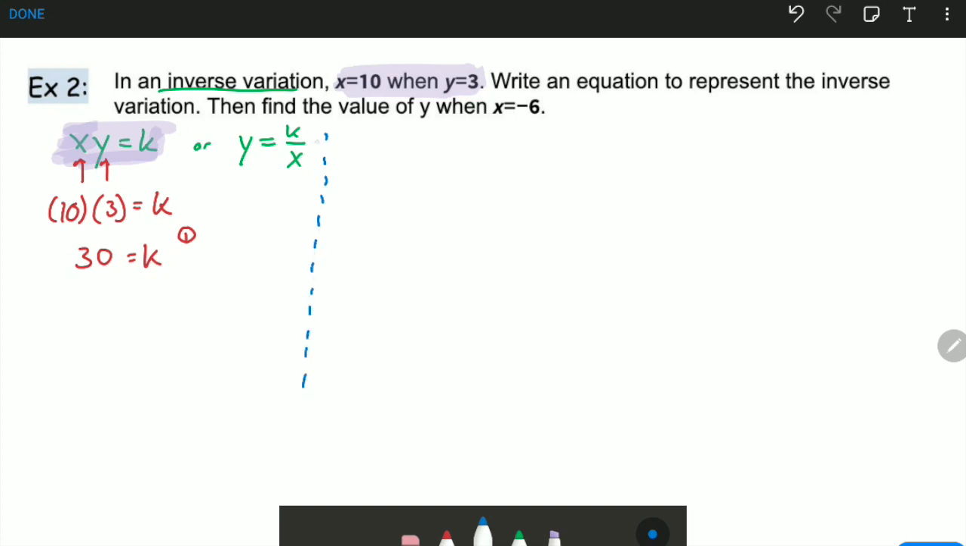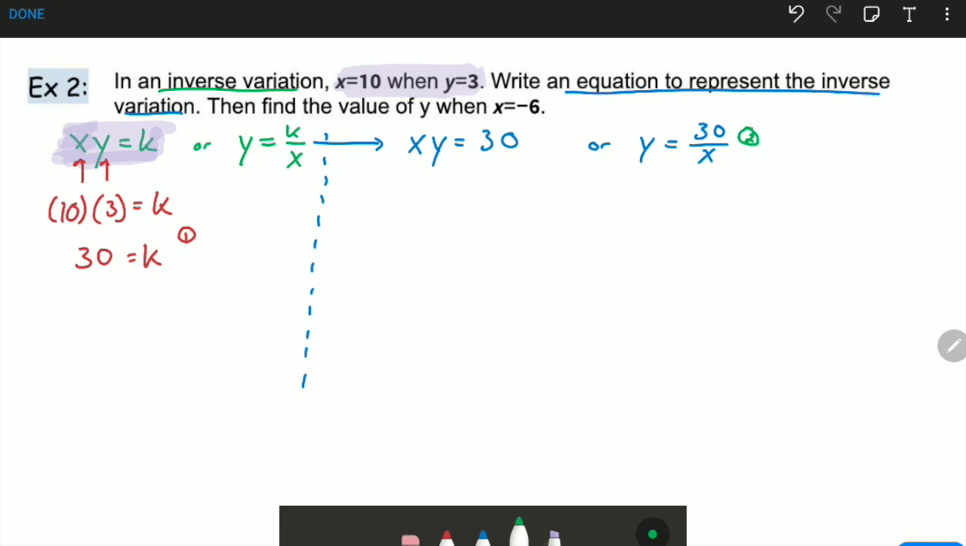Then once you have k, use it to write the equation, which is one of the things that we're asked to do. So the equation would be xy equals 30. Or we could use y equals 30 over x. When you write the equation, you just replace k with its actual value. Now that we know k, the equation will be true for the rest of this situation that's going on. But usually, this would be the second thing you could be asked for in a variation question.